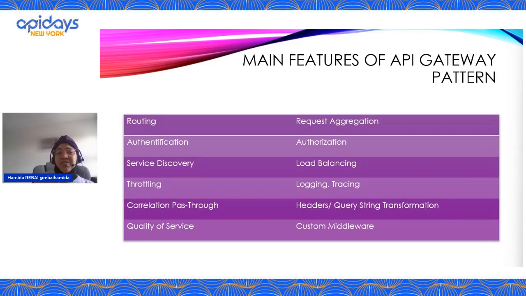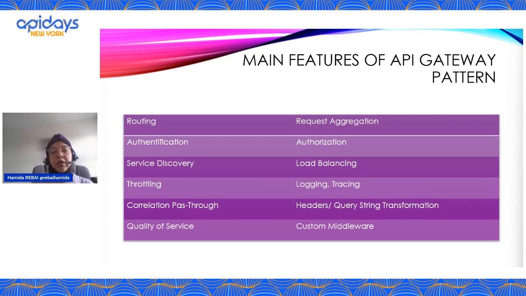Here we have the different features of the API gateway to consider. For example, for routing, the API gateway acts as a reverse proxy and routes a request to the appropriate API based on the endpoint and HTTP methods. So, reverse proxy, gateway routing. This is about routing.